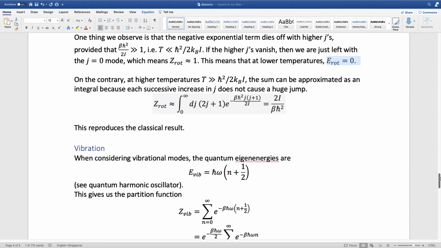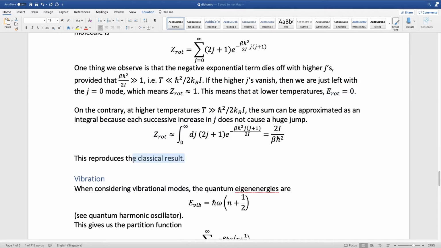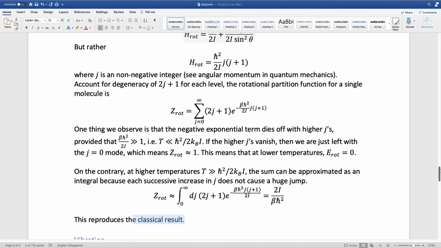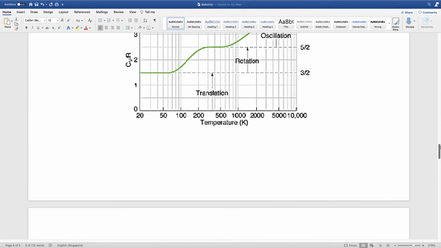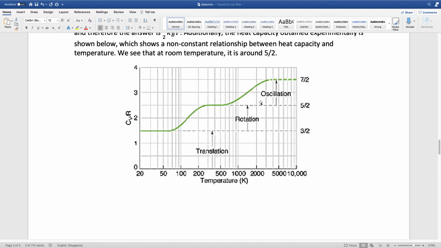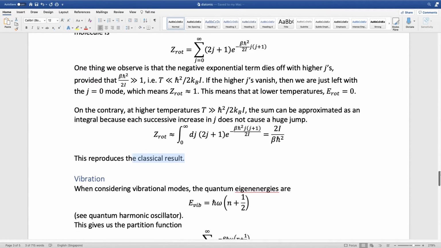However, at higher temperatures, it reproduces the classical results. So the freezing of the rotational modes is due to quantum mechanics, and that's why we observe that at low temperatures the 5/2 becomes 3/2, and then once you go to high enough temperature, it goes back to 5/2 because you are in the regime where this integral applies.